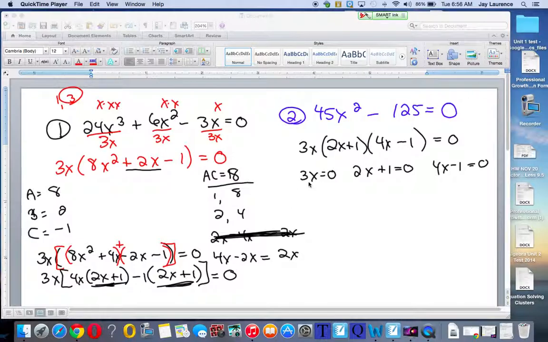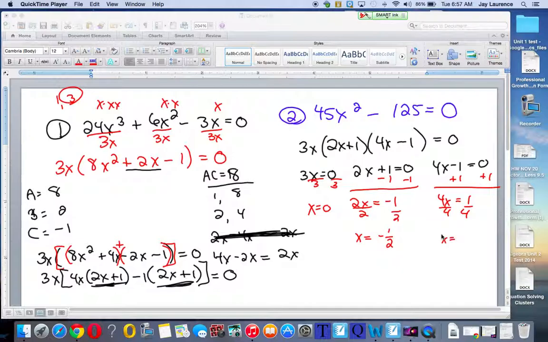So solving each of these, x is going to be 0. Taking away 1, 2x is going to equal negative 1. Divide by 2, divide by 2. X is going to equal negative 1/2. I'm going to add 1, going to add 1. Going to get 4x equals 1. Divide by 4. X will equal 1/4. So my solution set would be negative 1/2, 0, and 1/4.